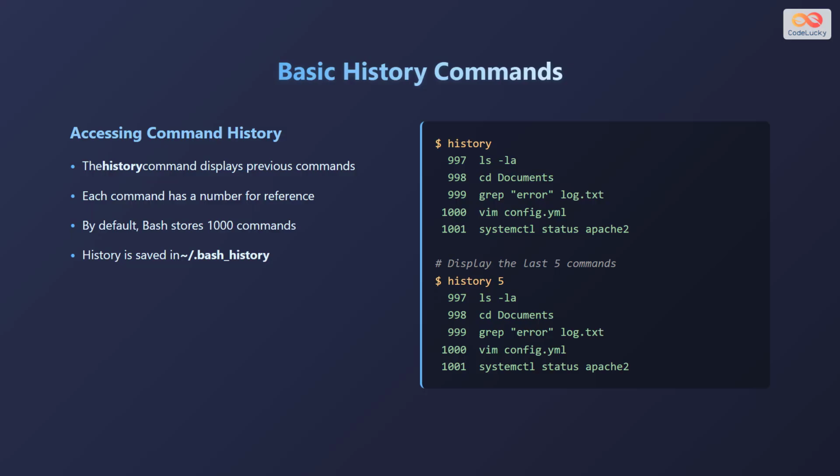Here's how it looks in the terminal. The history command followed by the list of commands with numbers. Then the history 5 command showing only the last 5 commands.